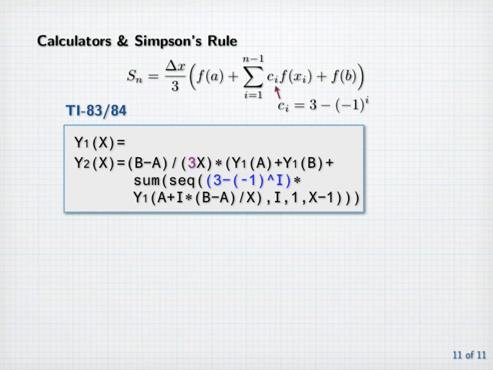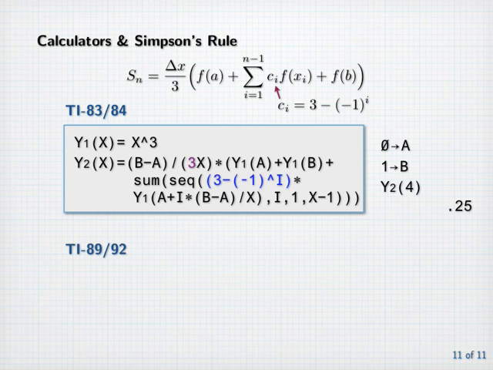So now if we let y1 of x equal x cubed, back on the home screen again, we'll store 0 as a, 1 as b, and then enter y2 of 4, and this will give us the Simpson's rule approximation using n equals 4 to the integral from 0 to 1 of x cubed. And notice that we get the exact value, 1/4 here. It turns out that Simpson's rule does in fact integrate cubic polynomials exactly.